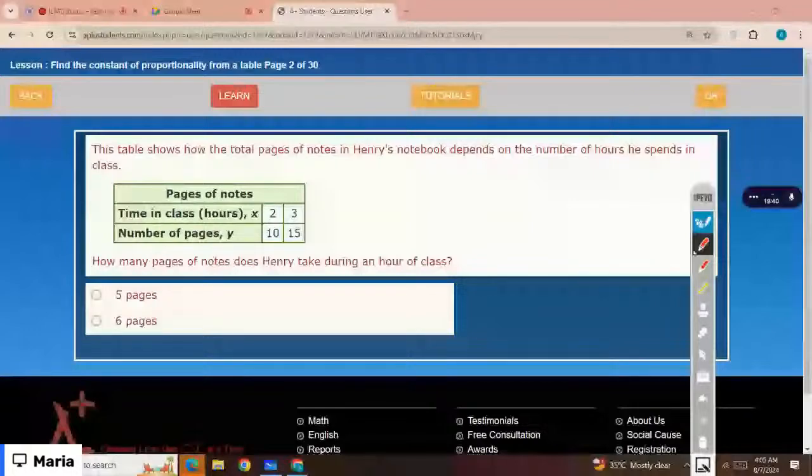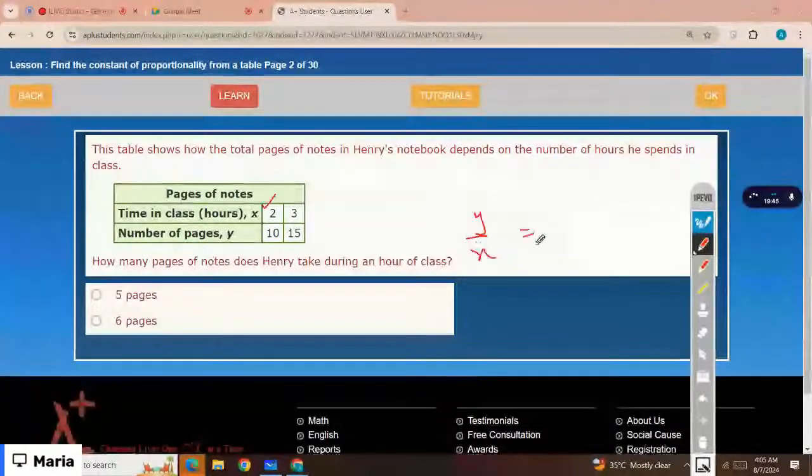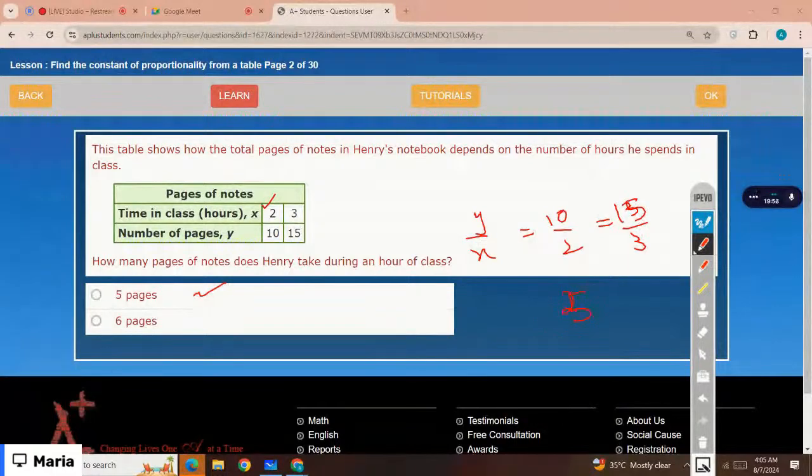So y by x is for the first table, that is 10 by 2, and for the second one, that is 15 by 3. So the correct option is 5 times 2 is 10 and 3 times 5 is 15. So the constant of variation is 5 pages. Option number 1 is the correct option. Got it? That is 5 pages.